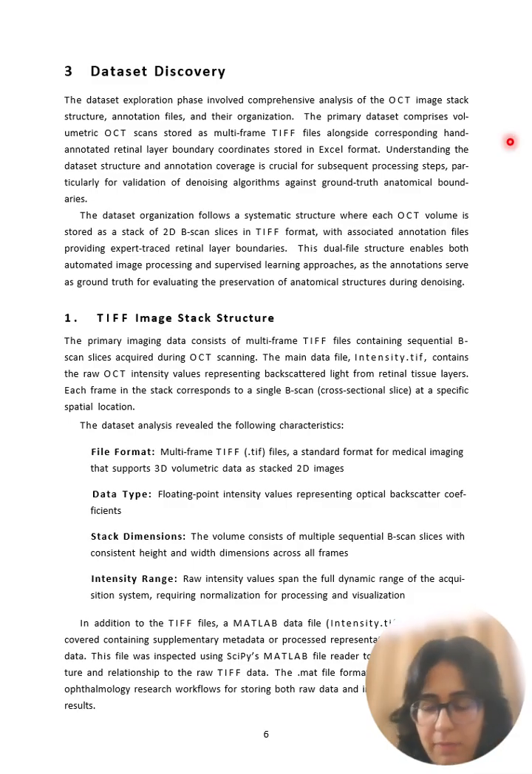So in the TIFF image stack structure, the main file intensity.tif contains the raw OCT intensity values that represent backscattered light from retinal tissue layers. Each frame corresponds to a single B scan, that is a cross-sectional slice at a specific spatial location. After analyzing the data, the file format was TIFF, and I've discussed the data types, stack dimensions, and intensity ranges.